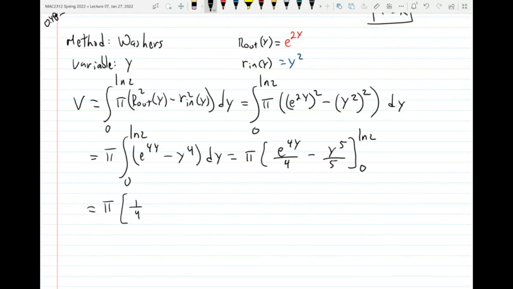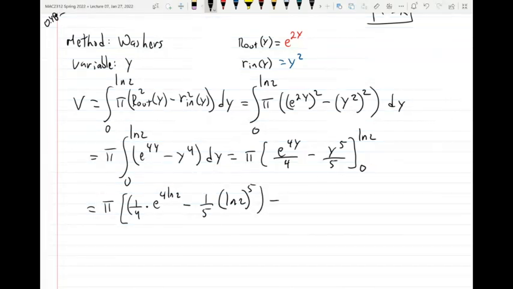So that's 1 over 4 times e to the 4 times ln of 2, minus 1 over 5 times ln of 2 to the 5th, and then minus, now I'm going to plug in 0. So be careful, when you plug in 0, you don't get 0 here, because now this guy becomes 1, right? e to the 0 is 1. So you're going to get 1 over 4 minus 0.